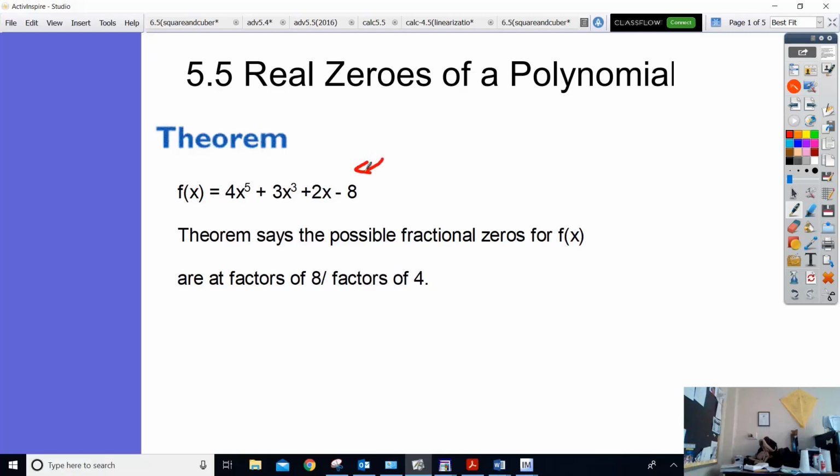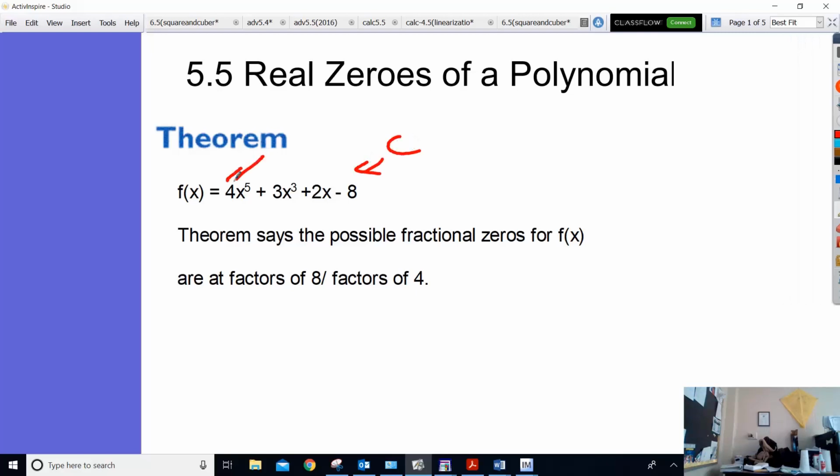I always call the last guy C and the first guy A. That's kind of how I think we should teach algebra too. Factors of C, the constant, over the factors of A. I'm not going to actually use this one example as where we write out the list of potential zeros. I'll use the next one for that.